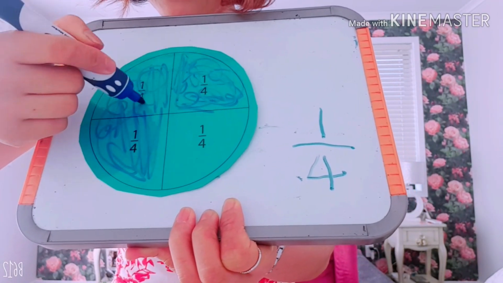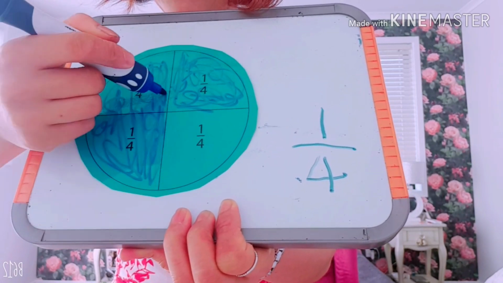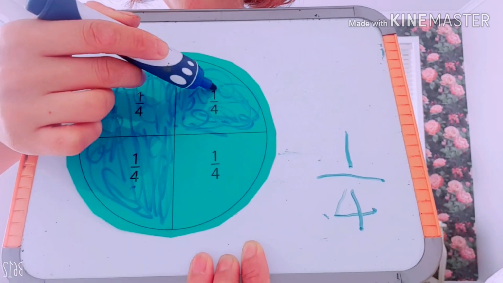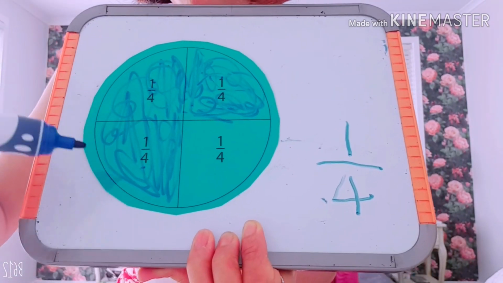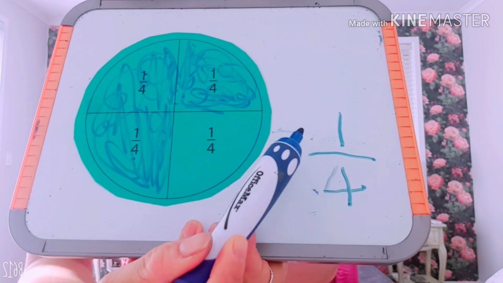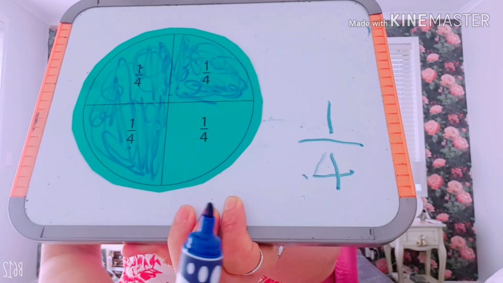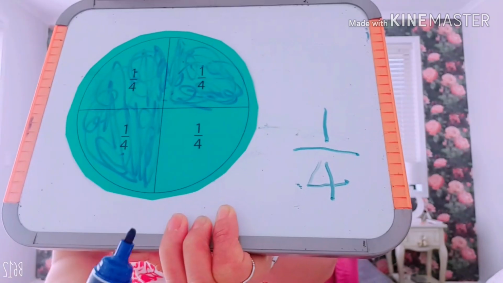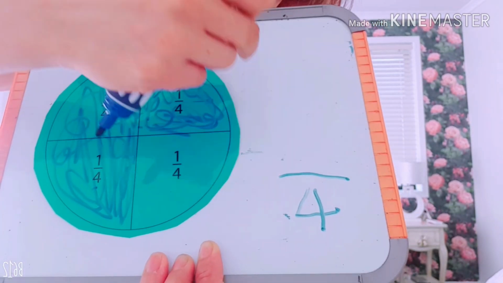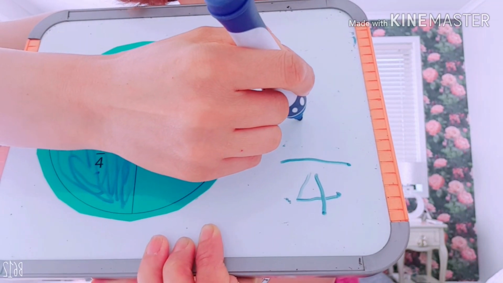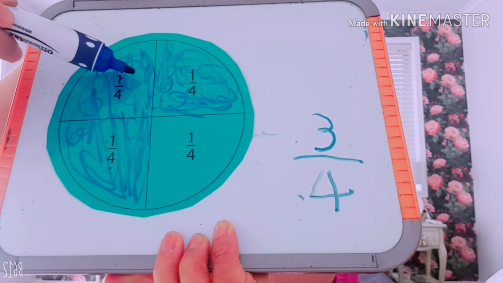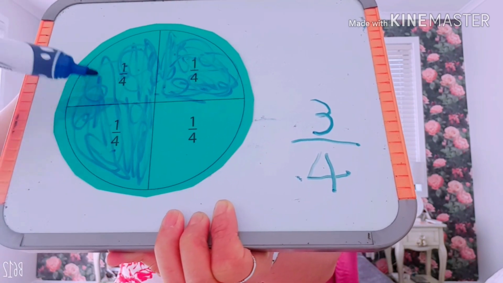Now let's count how many parts that I have shaded. 1, 2, 3. So I've shaded 3. So what do I need to do? Where do I need to change? Do I have to change this or this at the top? Good on you. So I need to change the numerator. Okay, so instead of 1, I need to put 3 because I've shaded 3.